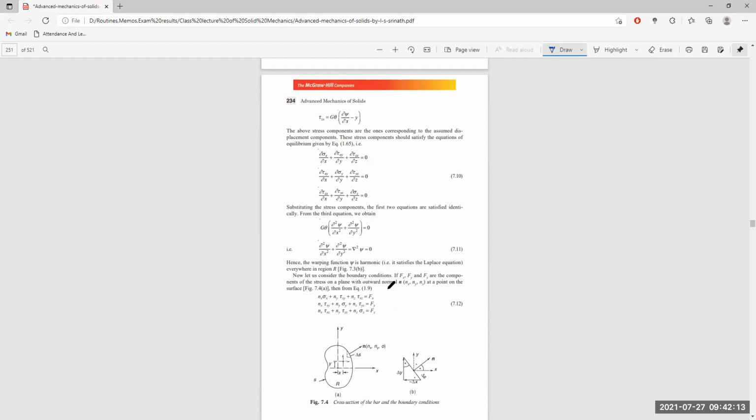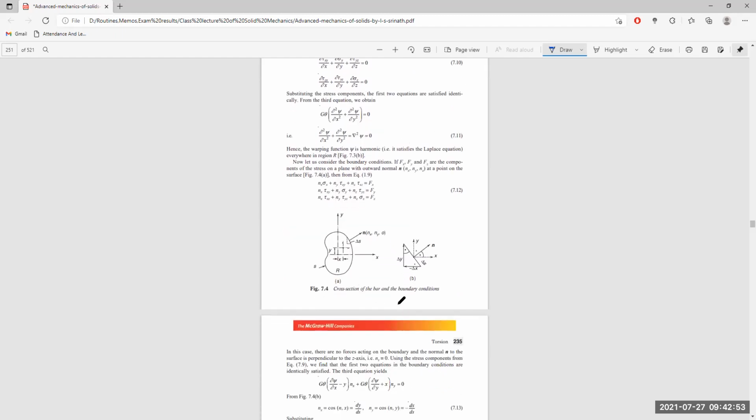Now let us consider the boundary condition. If fx, fy, fz are the components of the stress on a plane with normal n, with direction cosines nx, ny, and nz, at a point on the surface, then from equation 9 we know that nx sigma x plus ny tau xy plus nz tau zx is equal to fx. Similarly, nx tau xy plus ny sigma y plus nz tau yz is equal to fy, and nx tau zx plus ny tau yz plus nz sigma z is equal to fz.